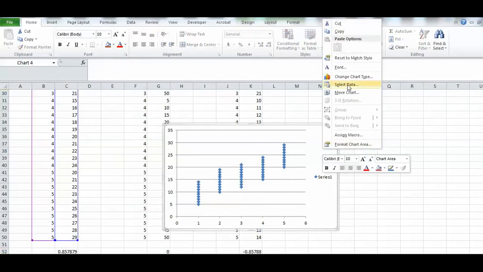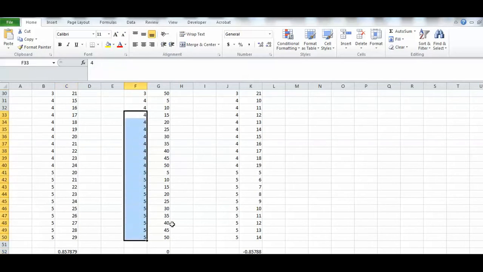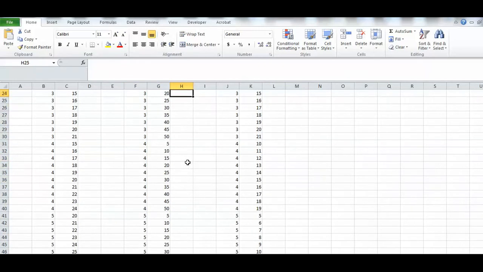Now let's look at the second population right here. This is another population of 50 people. These numbers over here are still the number of children, and these numbers are still the hours of work. Let's try to see what type of a correlation we have.